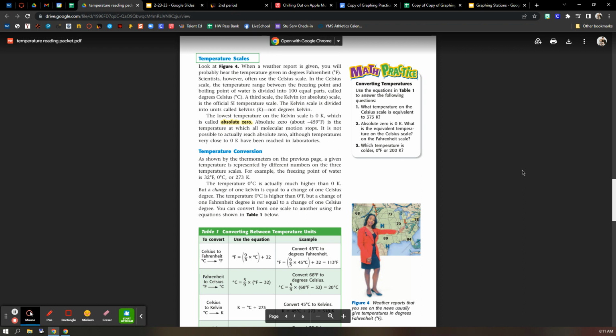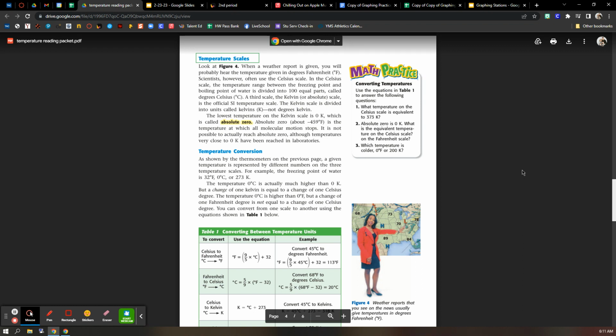laboratories. Temperature conversion. As shown by the thermometers on the previous page, a given temperature is represented by different numbers on the 3 temperature scales. For example, the freezing point of water is 32 degrees Fahrenheit, 0 degrees Celsius, or 273 Kelvin.